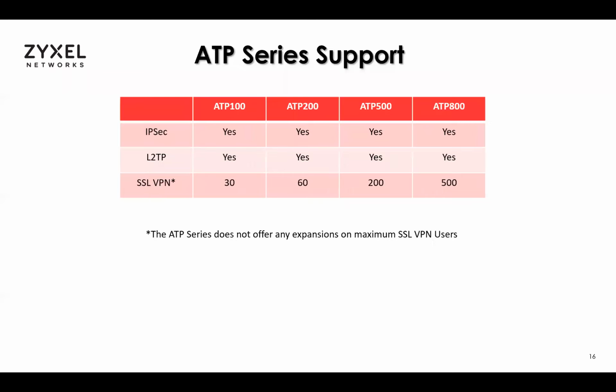And finally, with our ATP series, it's a little bit different. There's no license to unlock it. So basically, what you get by default is the maximum that you can have. So you can see that it ranges from 30 SSL VPN tunnels all the way up to, sorry, all the way up to 500 on the ATP 800.